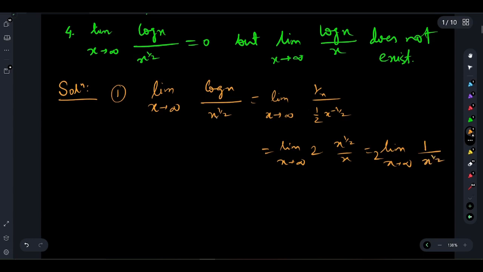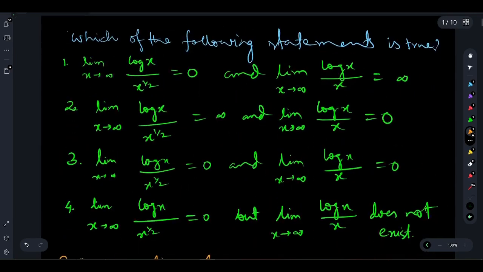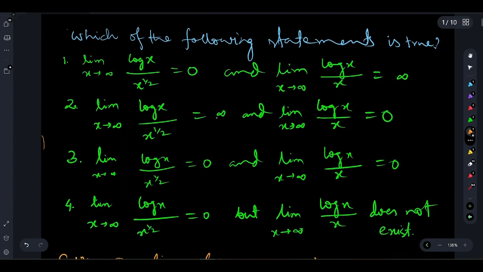Since limit x tends to infinity of 1 by x to the power 1 by 2 is equal to 0, this is 2 into 0, so this is 0. Thus this limit is equal to 0. So this one is correct.